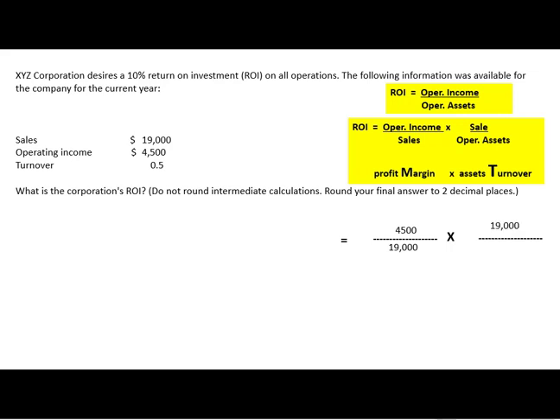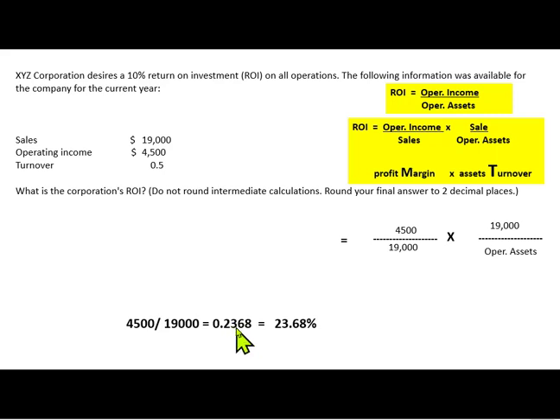19,000 divided by operating assets, and again, I just went through the steps to make sure you knew that we don't have enough information for this, but we do have turnover, so we're going to use turnover here. So our next line down, we're going to say the 4,500. By the way, I'm going to go through this first. The 4,500 divided by 19,000, which is the first piece of this, which is profit margin, is going to turn out in your calculator to be 0.2368.